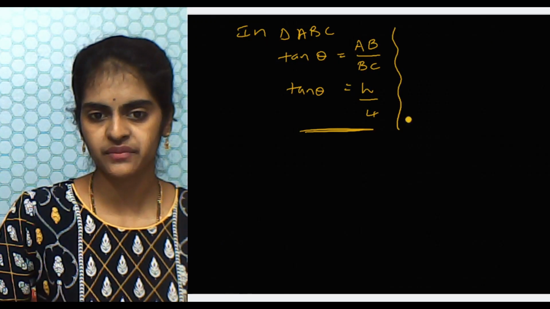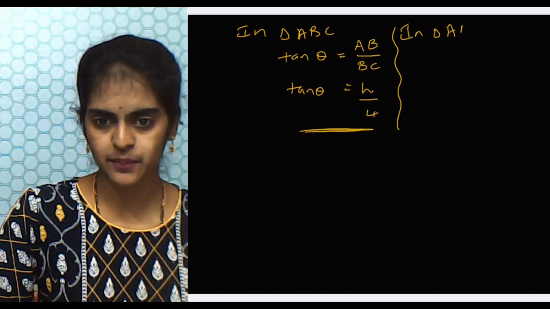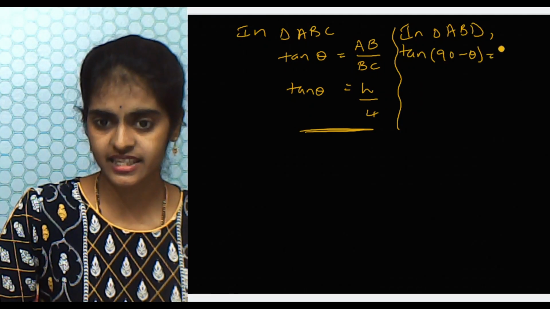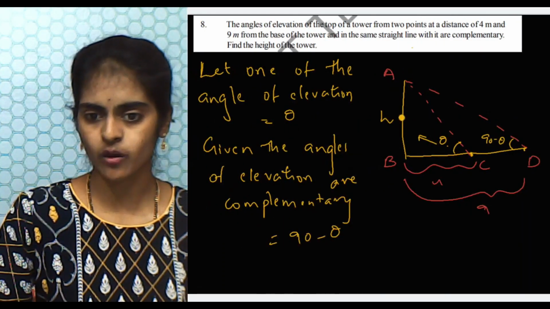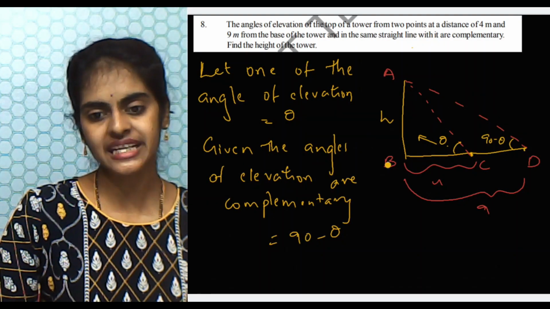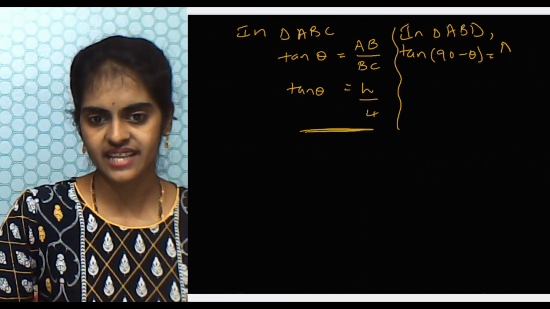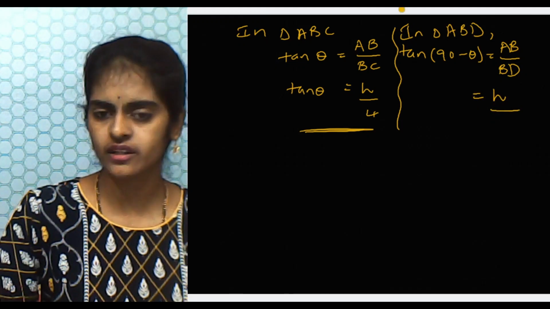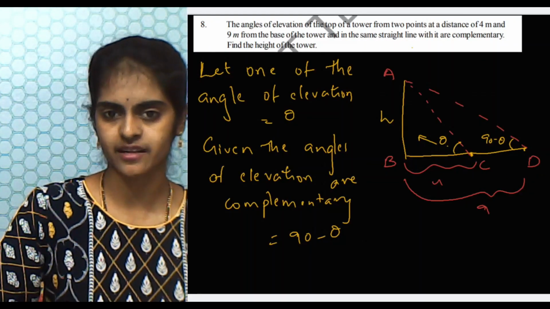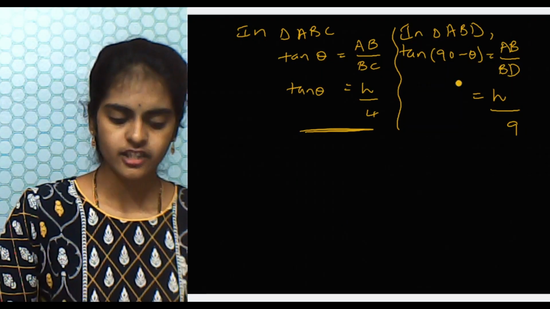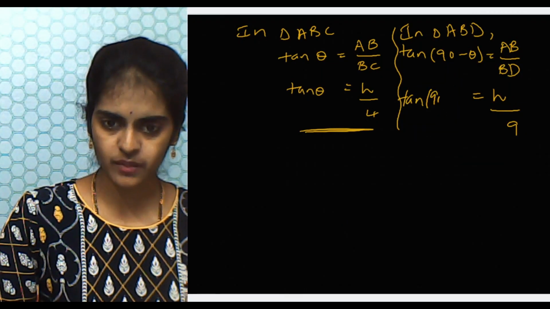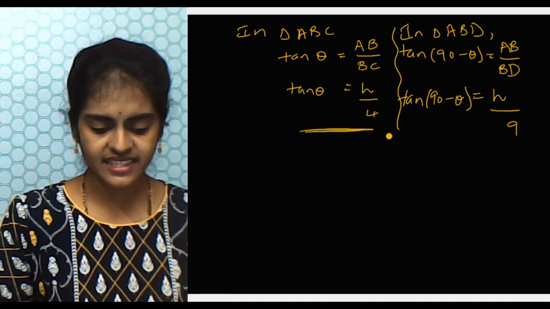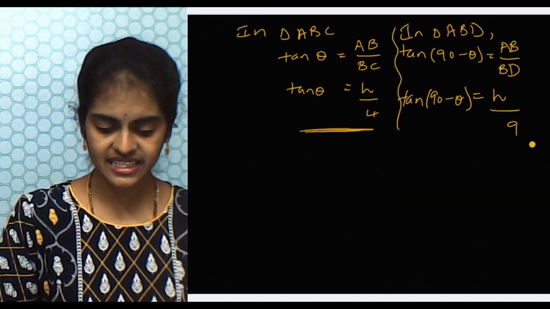Let us take the other triangle ABD, this bigger one. So what are you having in triangle ABD? Here also let us take tan of 90 minus theta. What is the opposite side? Opposite side is AB and the complete base is BD. So it is AB by BD, so h by BD. BD is given as 9. So tan of 90 minus theta is nothing but h by 9. So here you see tan theta is h by 4 and tan 90 minus theta is h by 9.